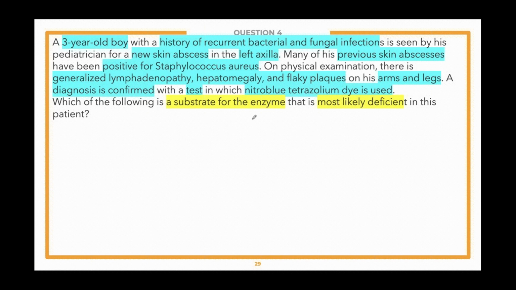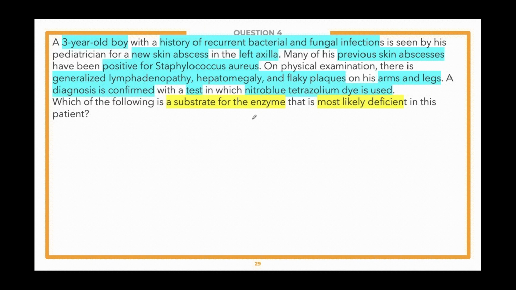They're telling us about these physical exam findings, this rash on his body, and then also the specific test that they're telling us about. And we want to make sure that we know what they're getting at with that diagnosis. So they're then asking us about an enzyme that's most likely deficient, but not just that, they're asking us about a substrate for the enzyme most likely deficient. So I think we've got a couple steps here.